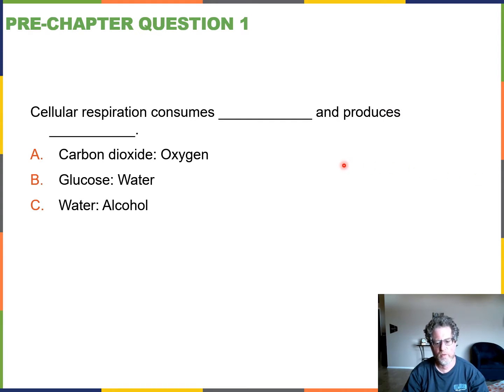Okay, so to see where you are, knowing stuff about cell respiration, go ahead and try the 3 pre-chapter questions. So cellular respiration consumes blank and produces blank. So we're going to show cellular respiration starting with glucose. Glucose is the monosaccharide that's the main energy source in most living cells. And one of the products produced on the other side is water. And metabolic water just becomes part of the water in our cells in our body.